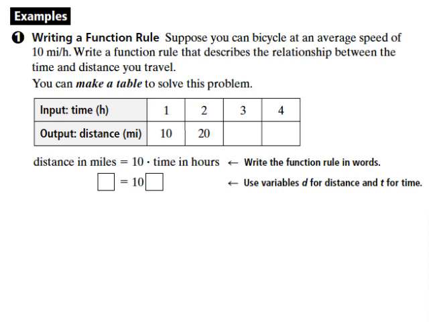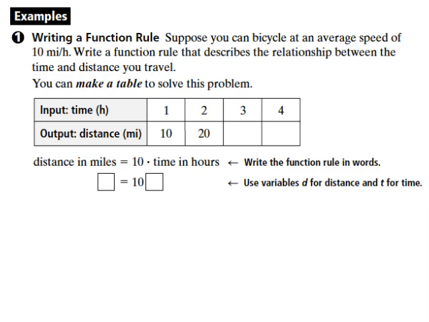Suppose you can bicycle at an average speed of 10 miles per hour. Write a function rule that describes the relationship between the time and distance you travel. We can make a table to help solve this problem. Our input is going to be our time, and our output will be our distance.